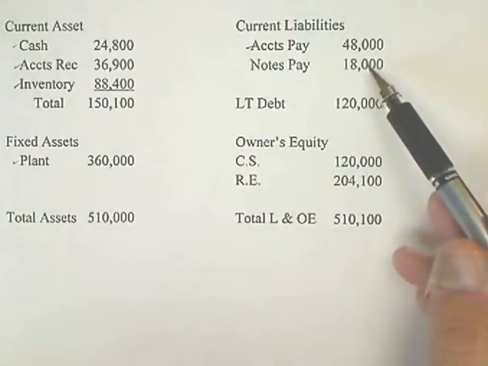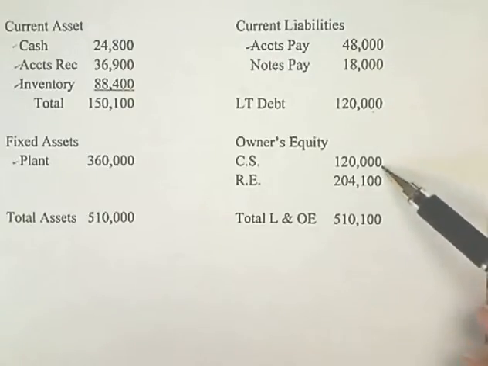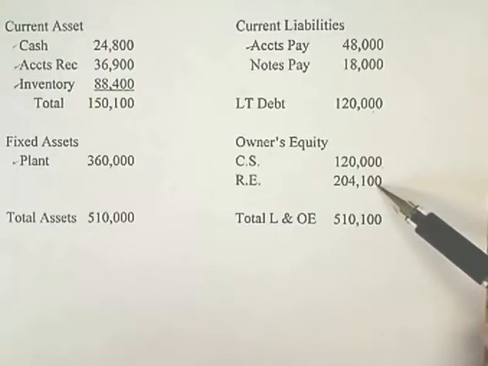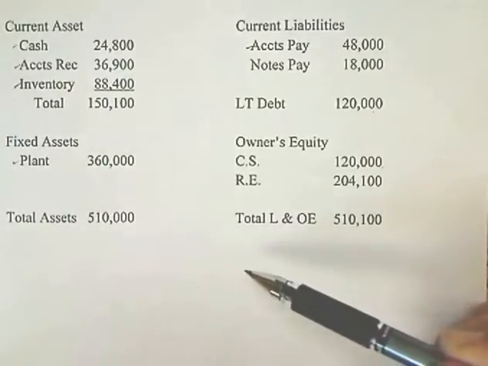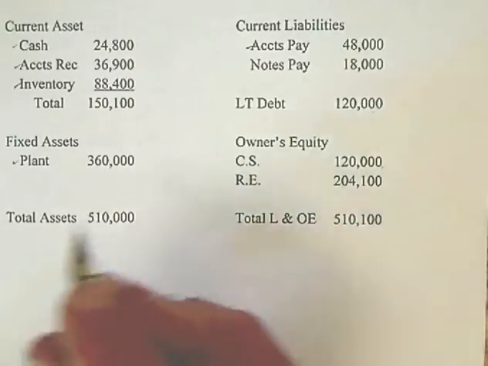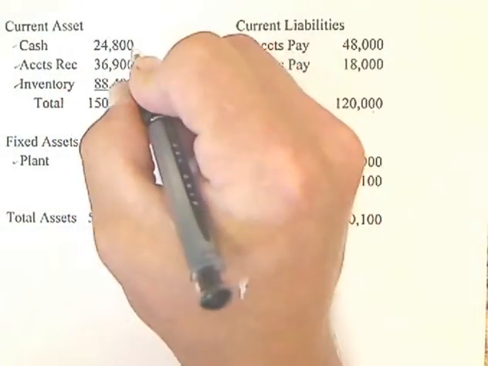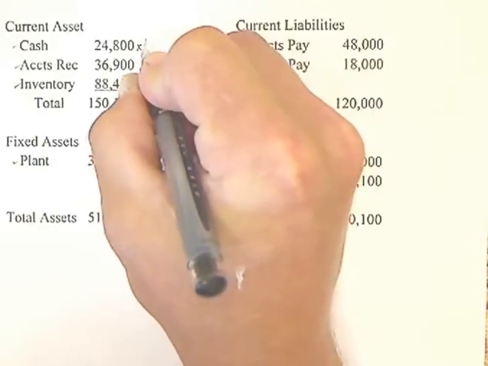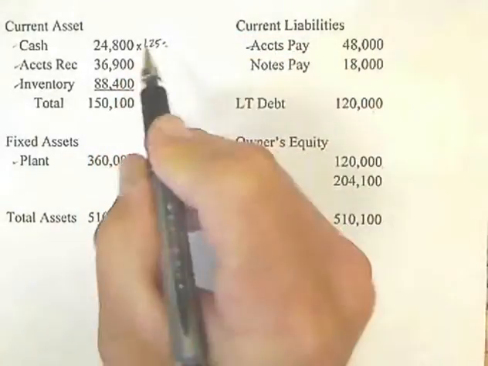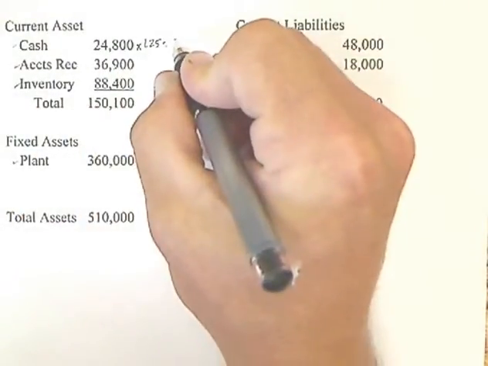Notes payable may or may not, generally not. Long-term debt does not. Common stock does not. Retained earnings is going to go up by what we had as additions to retained earnings from our new income statement. So let's continue with our process here, where we have our cash rising by 1.25. And I'm not going to write this every time, but you're just multiplying by 1.25 to get your new number.